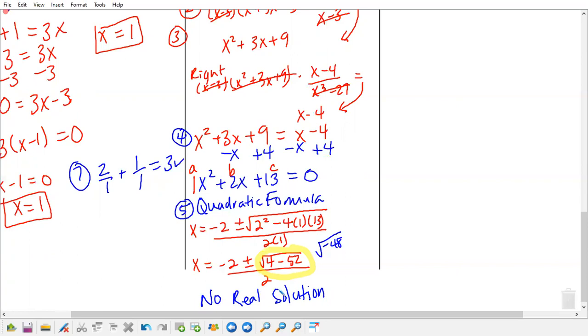If you would like to see the quadratic fully worked out, it is available for you on your notes online. But our answer would simply be no real solution. Are you okay with that?